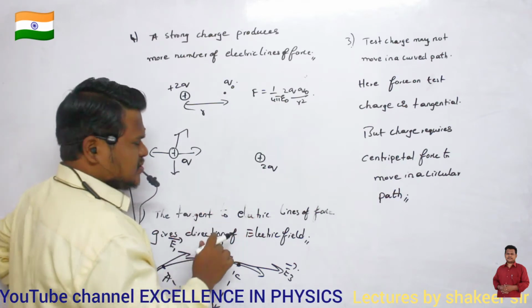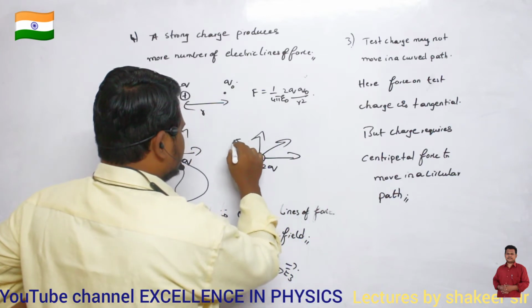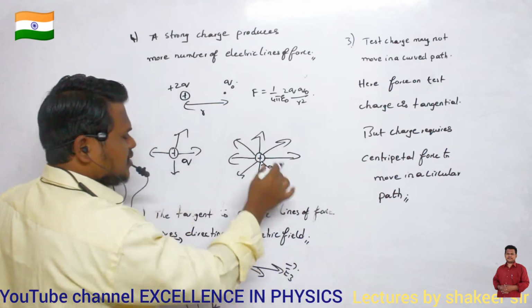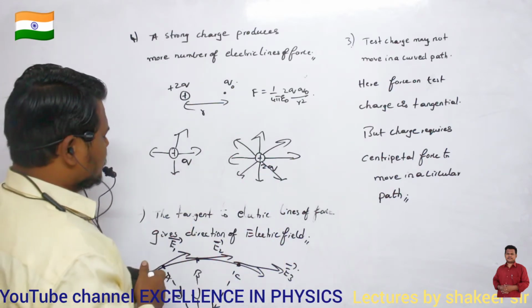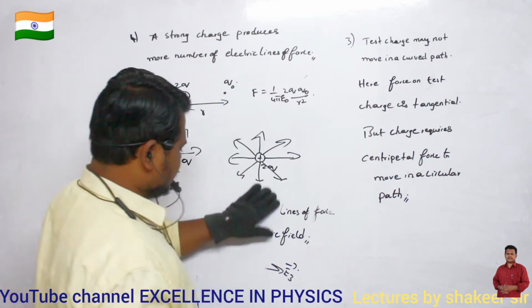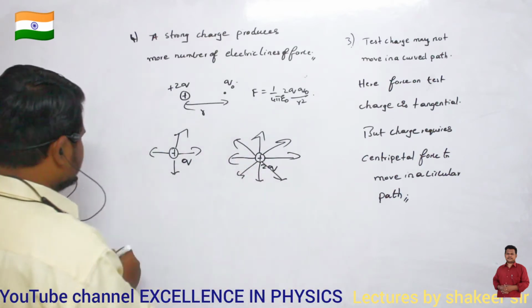So this is our assumption, that's all. Clear? So 1, 2, 3, 4, 5, 6, 7, 8. Eight electric lines of force it should give. Clear? So the stronger the charge is, the more number of electric lines it should give. Okay? Make a note up to here. And similarly, one more property we can study is this one.